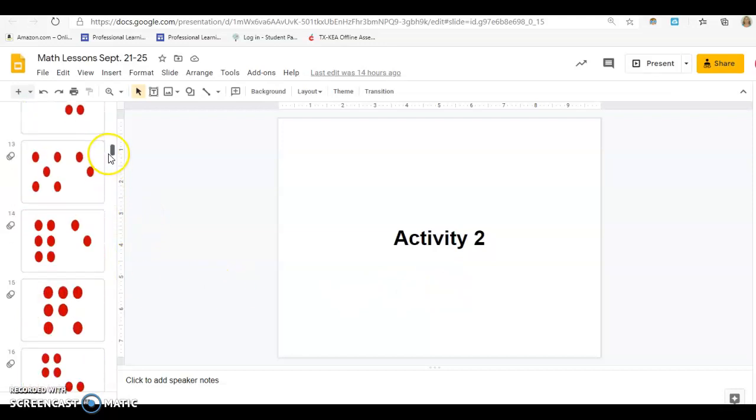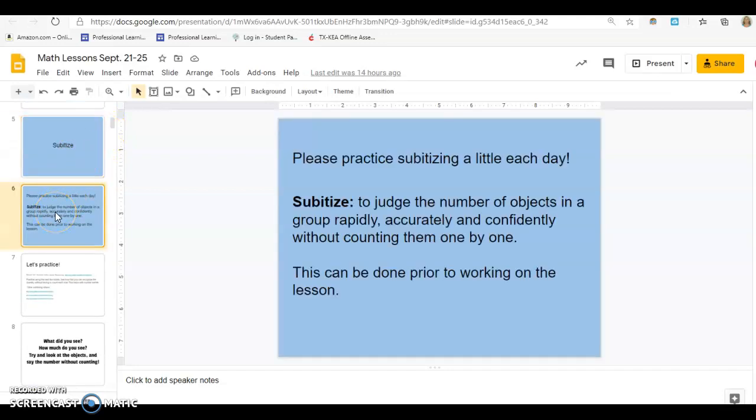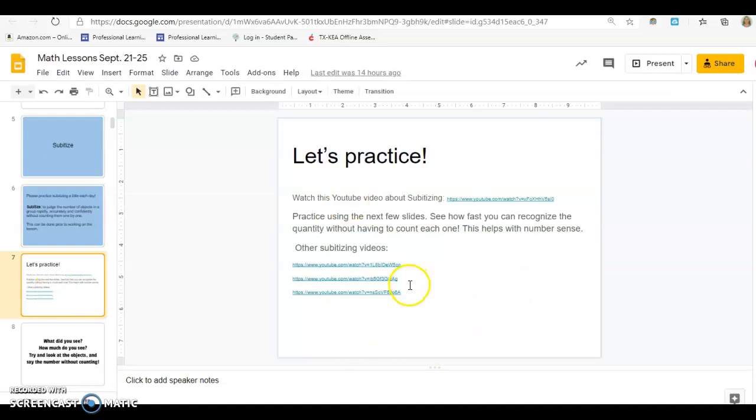Remember to practice subitizing, judging the number of objects in a group rapidly, accurately, and confidently without counting them. So here are some ways to practice, or you can search subitizing on YouTube.